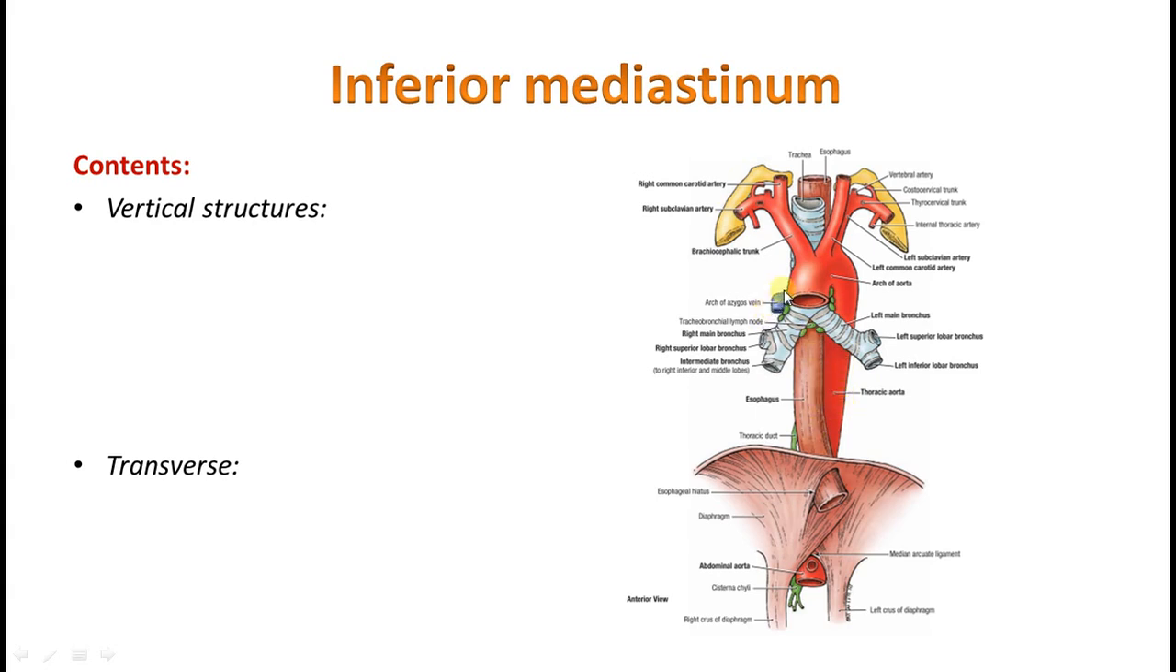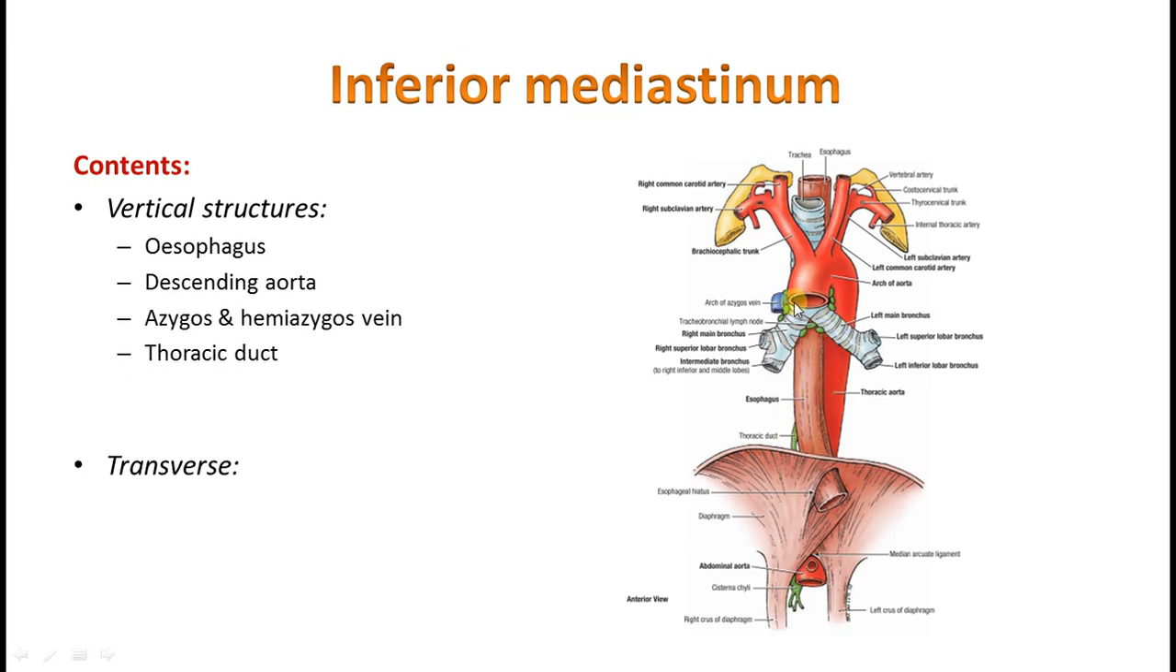Then this is your arch of azygos vein. So before that you would have seen the azygos vein here. Then you are able to see this thoracic duct. It is actually present behind the esophagus. So these are the 4 main longitudinal structures: esophagus, descending thoracic aorta, azygos vein, as I told you, and thoracic duct.